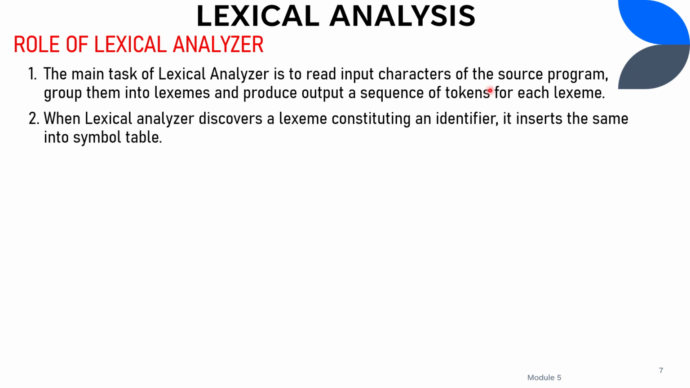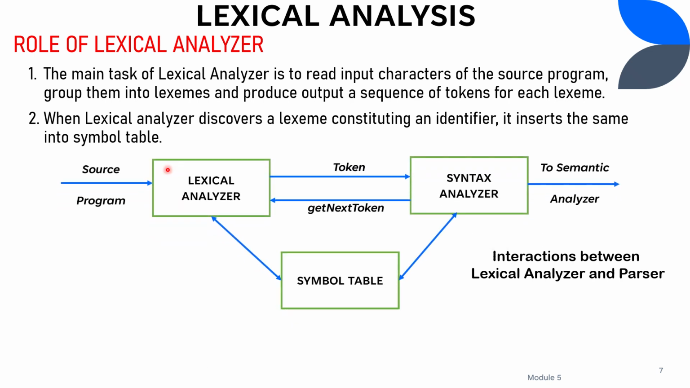When the lexical analyzer discovers a lexeme constituting an identifier, it inserts that into the symbol table. So, whenever the identified lexeme falls into the category of an identifier, that lexeme is stored in the symbol table. This is how the lexical analyzer and syntax analyzer communicate with each other. The lexical analyzer is responsible for reading the source program and generating tokens out of those programs.